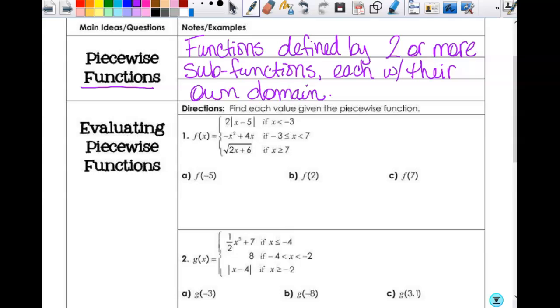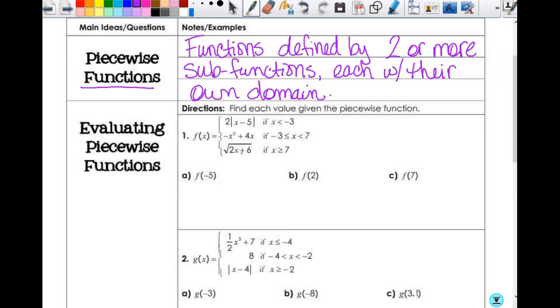So instead of just having a cubic or just having a quadratic, I might have part of a cubic, part of a quadratic, part of a linear, part of whatever, okay? And we define which pieces we have by the domain. So if you look at number 1 here, f of x, we have this one function, and it's defined by these three subfunctions. I have an absolute value function, but that is only defined for when x is less than -3. I have a quadratic when x is between -3 and 7, and I have a square root when x is greater than 7, okay?